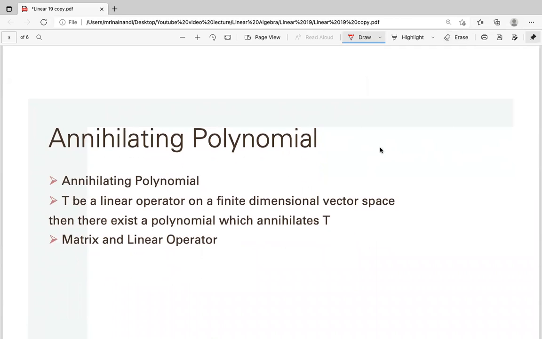Now, annihilating polynomial. What is an annihilating polynomial? We talk about the annihilating polynomial of a matrix, and it is actually also for a linear transformation with a fixed standard basis. So again, if f(x) is some polynomial, then what is f of A? For example, f(x) equals x cube minus 3x plus 5, then f of A is A cube minus 3A plus 5I.